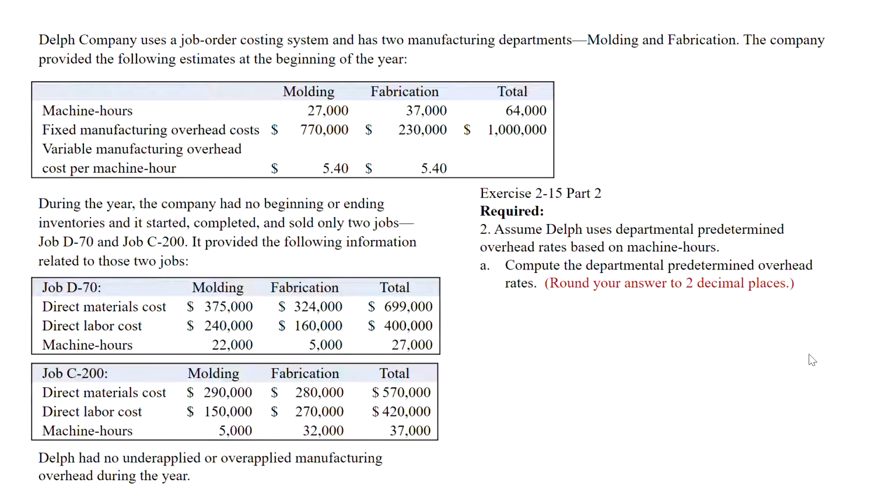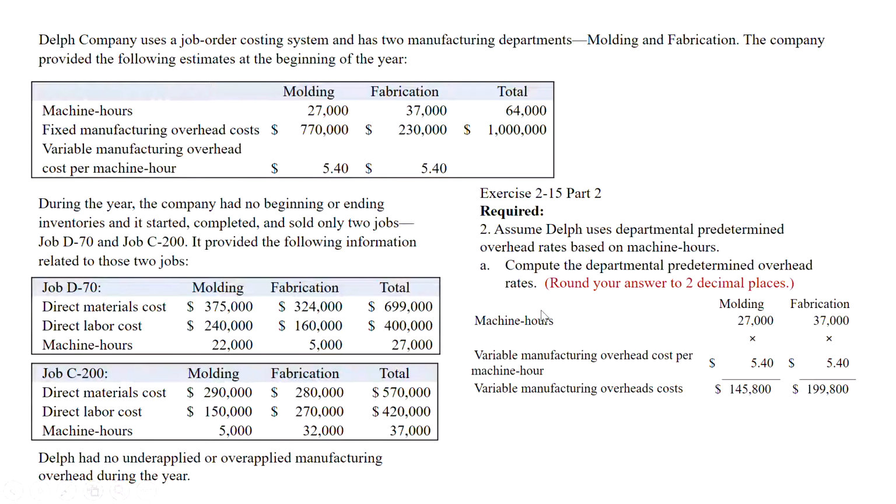We're going to start with A, where we calculate those individual departmental predetermined overhead rates. And again, this time it's not one plant-wide rate. We're going to have to do it separately. They've got two different departments, so we're going to have to do that calculation similar to what we did for plant-wide, but separately for molding and fabrication. So I'm going to start to do these calculations.